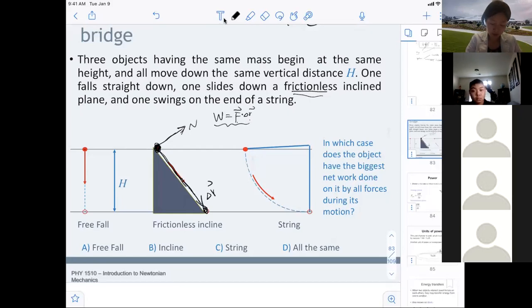Thank you. Because it has a 90-degree angle between these two vectors, right? They're perpendicular. All right, so normal force doesn't do work.